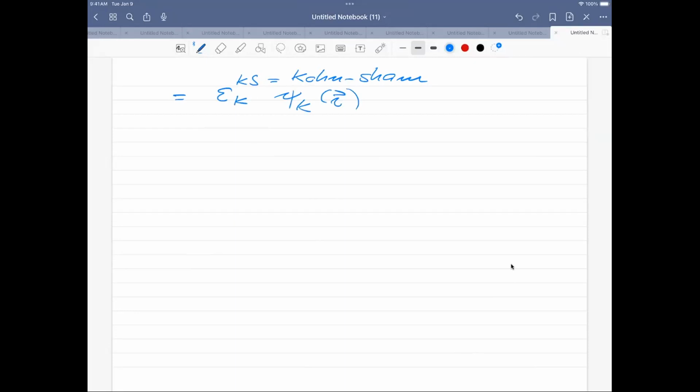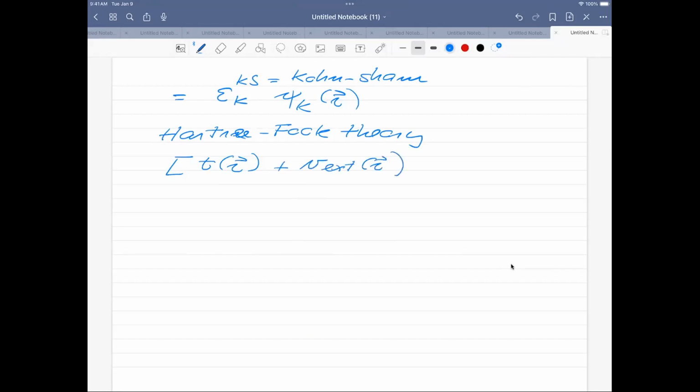If you think back to Hartree-Fock theory, let's try to see the similarities here. What we had in Hartree-Fock theory was the kinetic energy. So these are the Hartree-Fock equations in coordinate space. We had an external potential of r, and then we had a so-called Hartree potential.